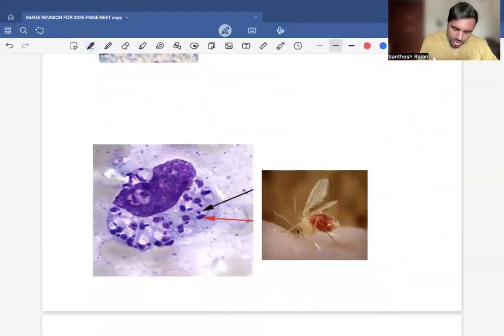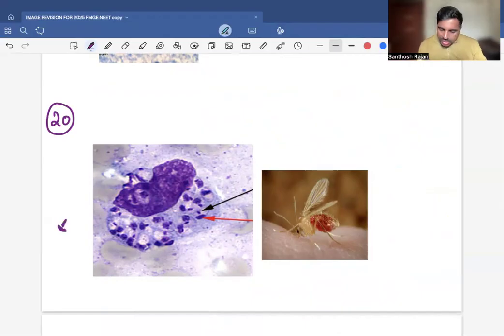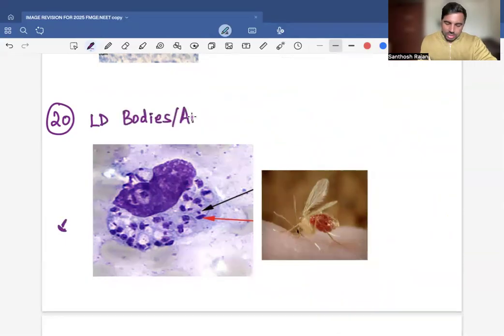Here you can see another very important one, now more a blood parasite. You can see very clearly, this is a monocyte. Inside the monocyte you are seeing a shape like this. That is basically called LD bodies, or basically it is an amastigote. That's important. It's not a promastigote, it's an amastigote. This is the diagnostic part.